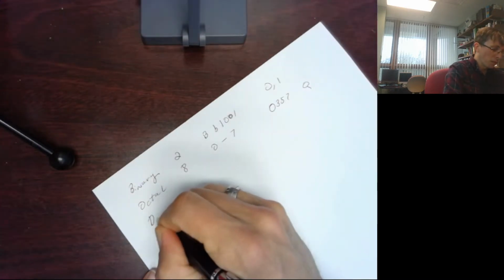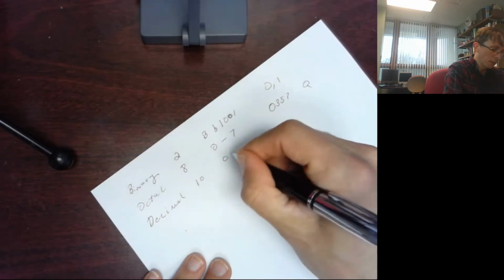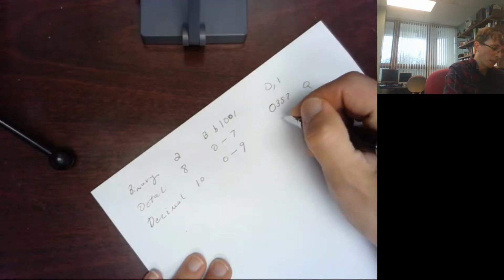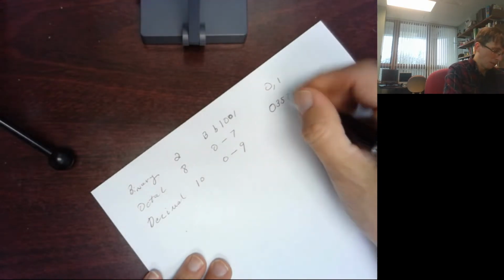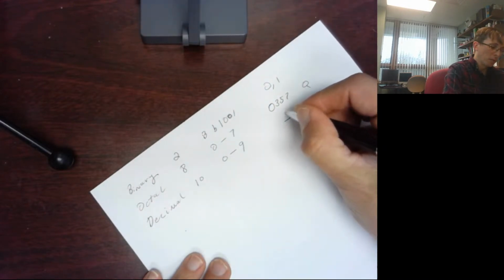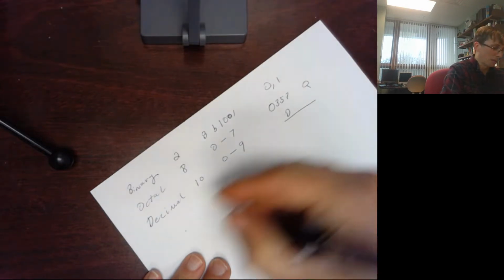Alright, the number system that you're all familiar with is decimal, and that's base 10. Digits are 0 to 9, and obviously we write the numbers as they are. So we might put a D with the number, I guess. I don't know, it doesn't seem like it.